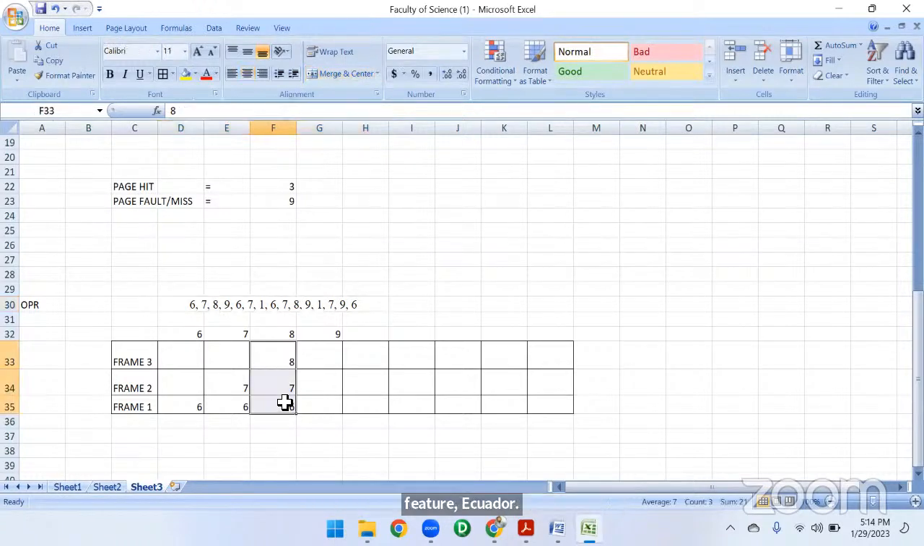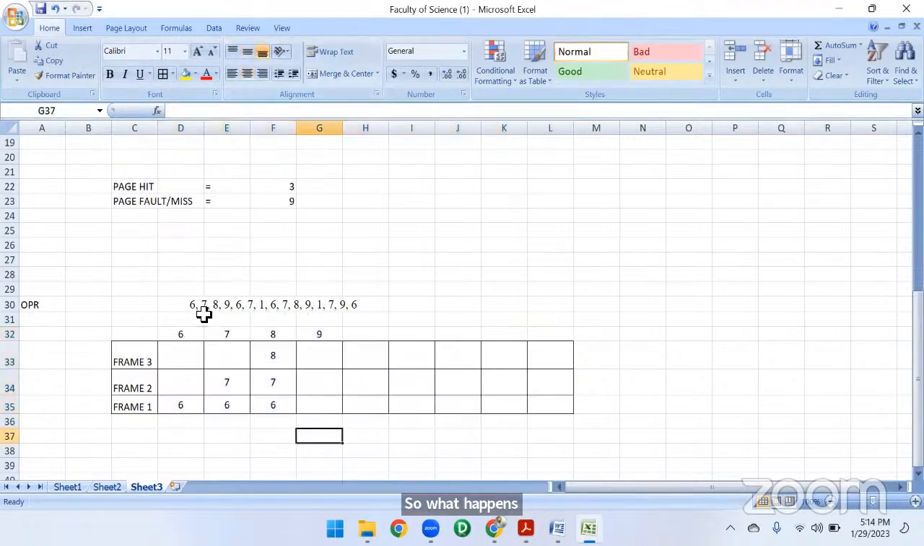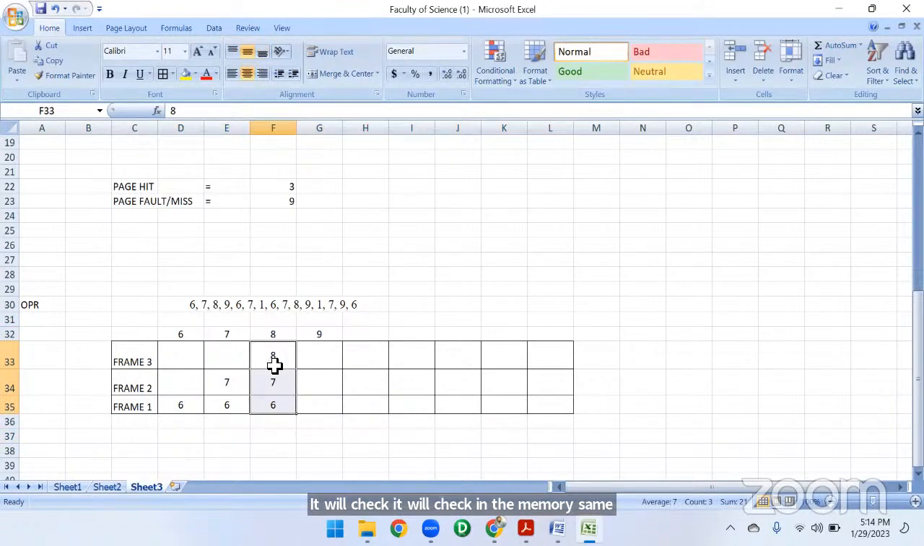So when 9 comes into the memory, it will check in the memory, same process. If 9 is present in the memory, it will be a hit. If 9 is not available, it is a miss, I mean a fault, the page is a fault.